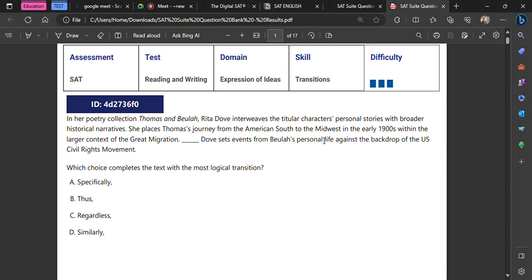Yeah, sure. In her poetry collection, Thomas and Beulah, Rita Dove interweaves the titular characters' personal stories with broader historical narratives. She places Thomas's journey from the American South to the Midwest in the early 1900s within the larger context of the Great Migration. Blank, Dove sets events from Beulah's personal life against the backdrop of the U.S. Civil Rights Movement. So, it's four choices specifically: thus, regardless, and similarly.